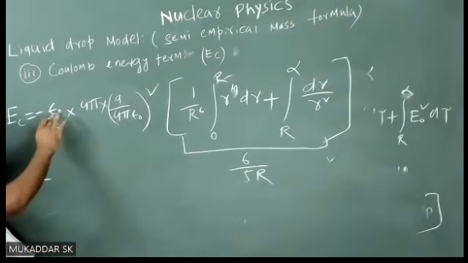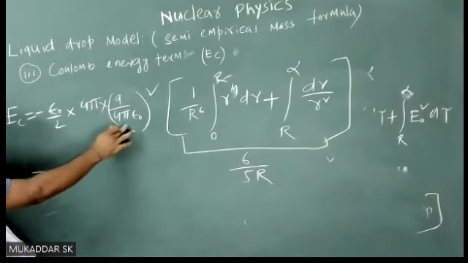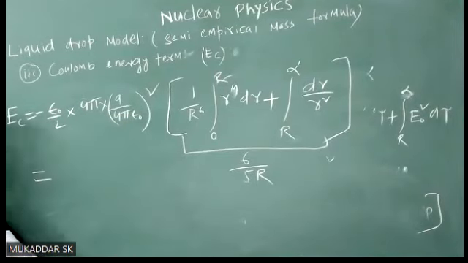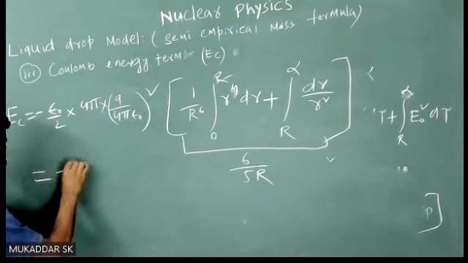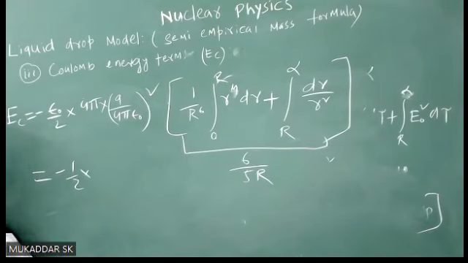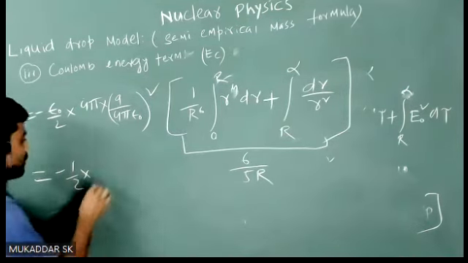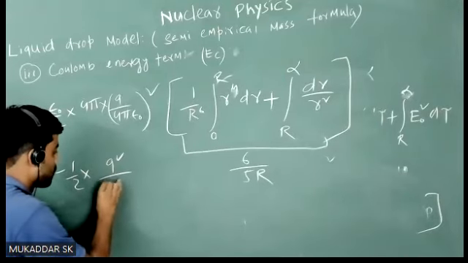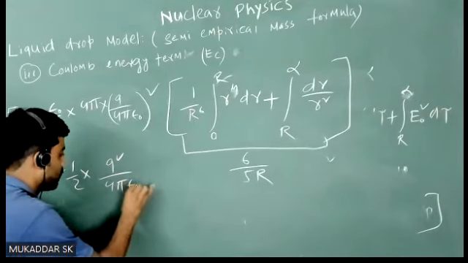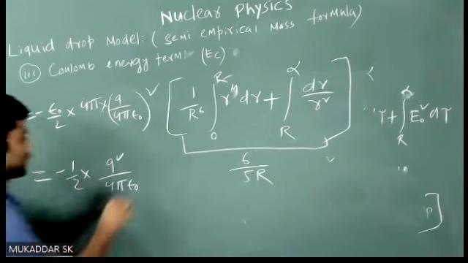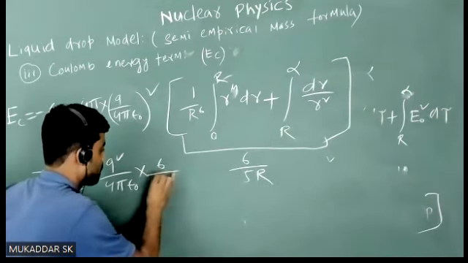Okay. Now you see 4 pi epsilon naught in numerator, and in denominator 4 pi epsilon naught square. So if you basically solve it, you'll get -1 by 2. Then you'll have q square by 4 pi epsilon naught. Is it okay? Then you'll have 6 by 5R.